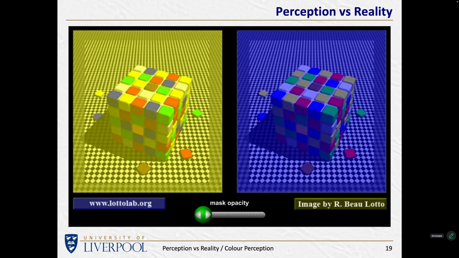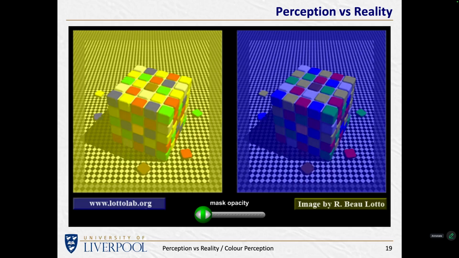Yes, I'll say that again. The 4 blue tiles that you identified on the left are actually the same colour as the 7 yellow tiles that you identified on the right. And at this point, you probably don't believe me.